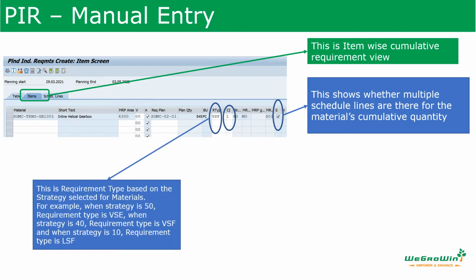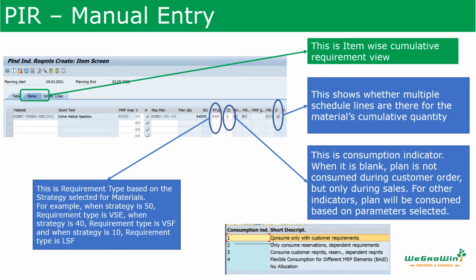And then we have the requirement type. Here we see the requirement type as VSF. This is taken through the demand planning strategy. Hope you remember the discussion we had in the fundamentals of demand and demand elements, where each planning strategy is attached to a requirement type. For planning strategy 50, the requirement type is VSE. For planning strategy 40, the requirement type is VSF. For planning strategy 10, the requirement type is LS. These are standard settings. So here you see the strategy as 40, so the requirement type is showing as VSF.